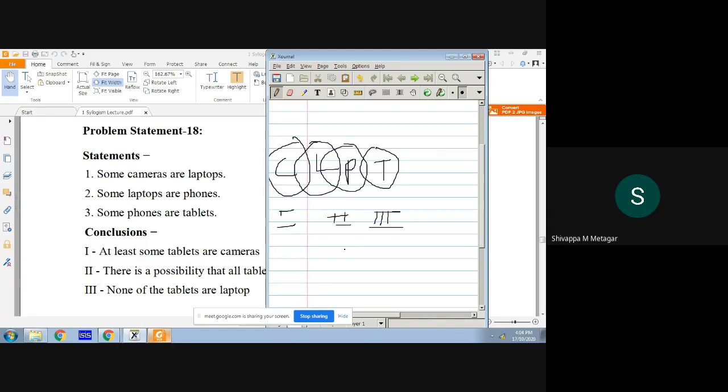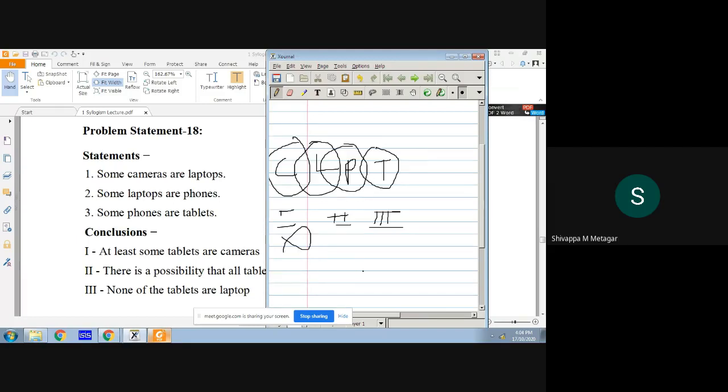How is it possible to answer? Can you find out the first conclusion they have given? At least some tablets are cameras. There is a possibility that none of the tablets are cameras. Can you find out the answer for that? At least some tablets are cameras. Camera is here, and tablet is here. Here the tablet is connected here. In the possibility diagram, we may connect this tablet to camera also on this side. So the first statement is not possible.